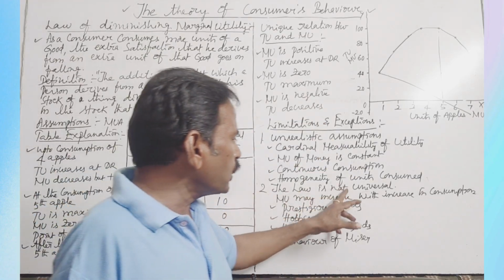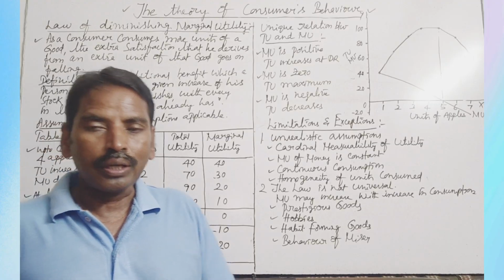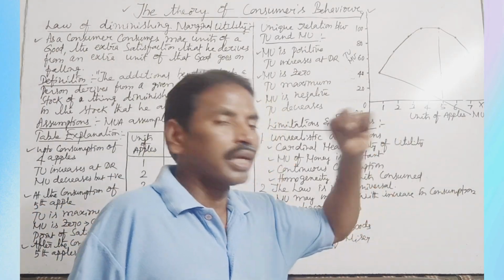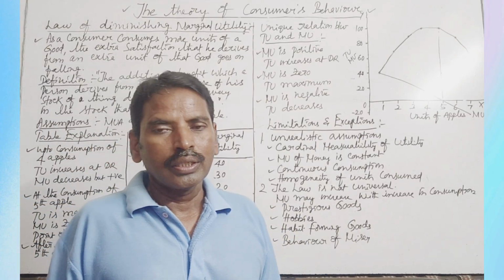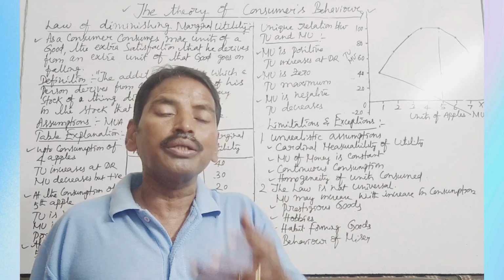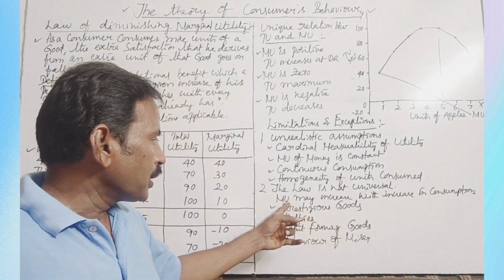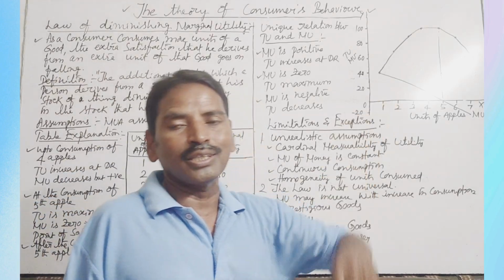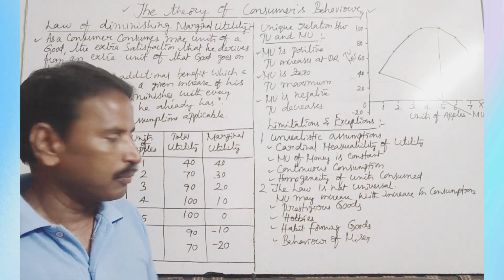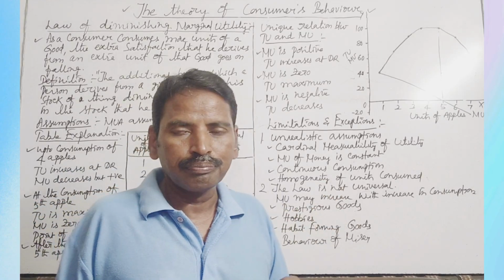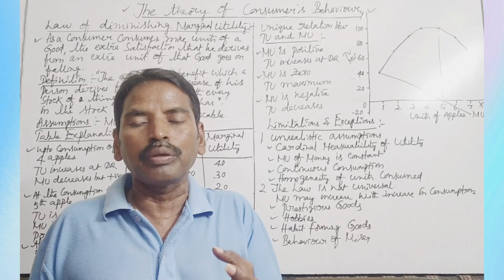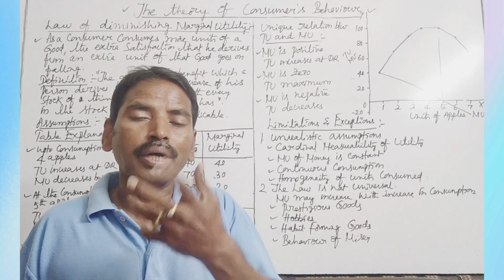Next, the law is not universal. MU may increase with increase in consumption. What does the law state? As units of a commodity increase, marginal utility decreases. But what happens? MU may increase with increase in consumption. Consumption increases, MU also increases, quite the opposite. Prestigious goods: the law is not valid in the case of prestigious goods, for example diamonds, gold, money, etc.